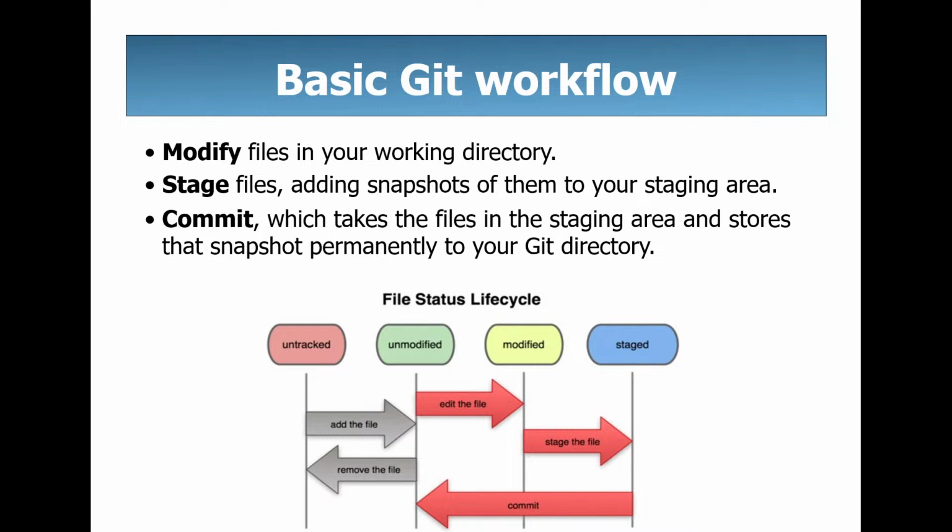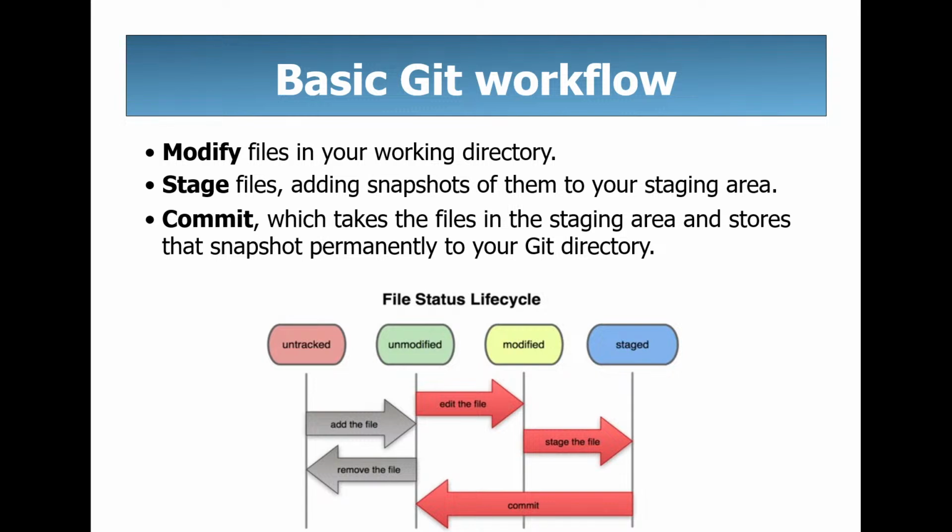Sixth one, review history. Purpose: view the commit history. Command: bash git log, which shows the commit IDs and commit messages.